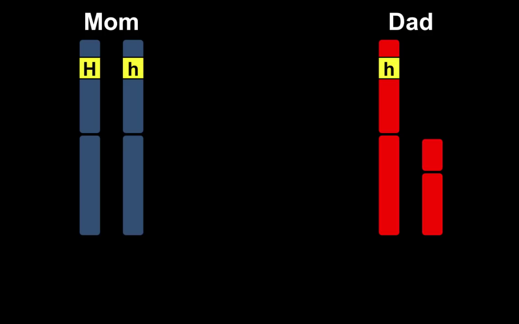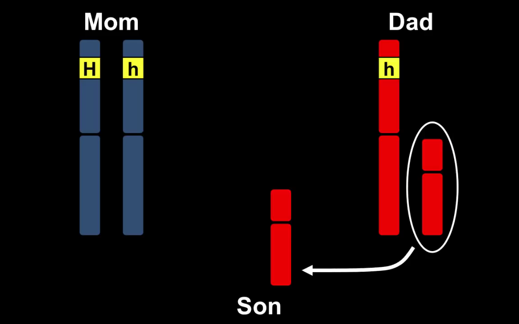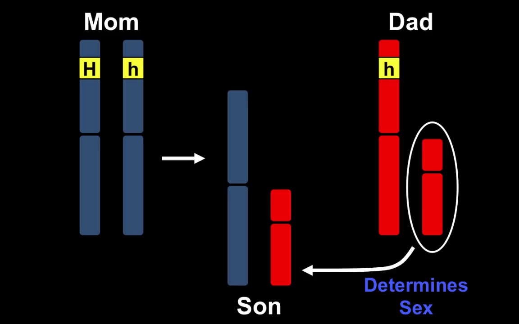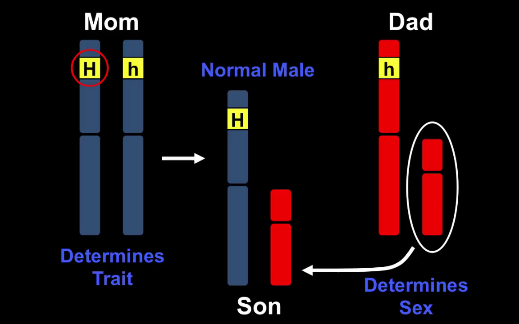Now let's look at how they're actually inherited. First off, if we're going to have a male, the dad is actually the one that determines the sex of the baby. If he gives a Y chromosome, it's a male. If he gives an X chromosome, it's a female. The mom, however, is the one that determines the traits of the son. So if she gives the big H, that's a normal male. If she gives her little h, then that male has hemophilia. So in this case, the mom has a 50-50 chance of giving the son hemophilia.